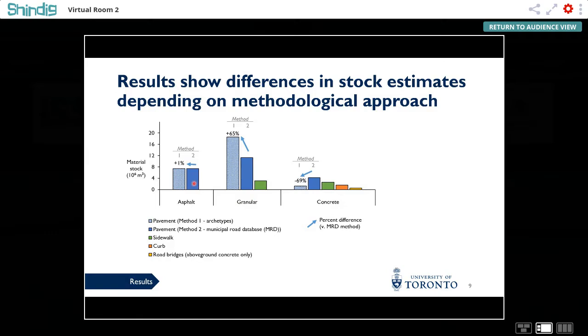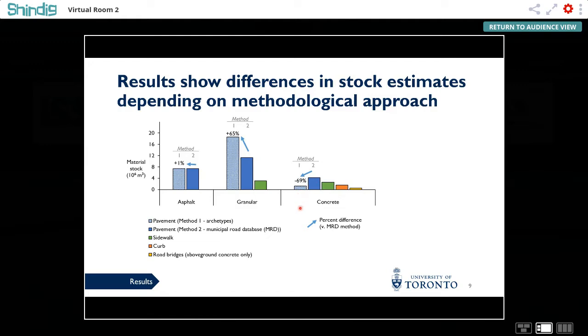And you can see that for asphalt, the estimates were quite similar, but we observed a quite large difference when it comes to granular material, where the archetype approach greatly overestimates the quantity of granular material, whereas it underestimates the quantity of concrete. And these differences were quite surprising and quite significant.